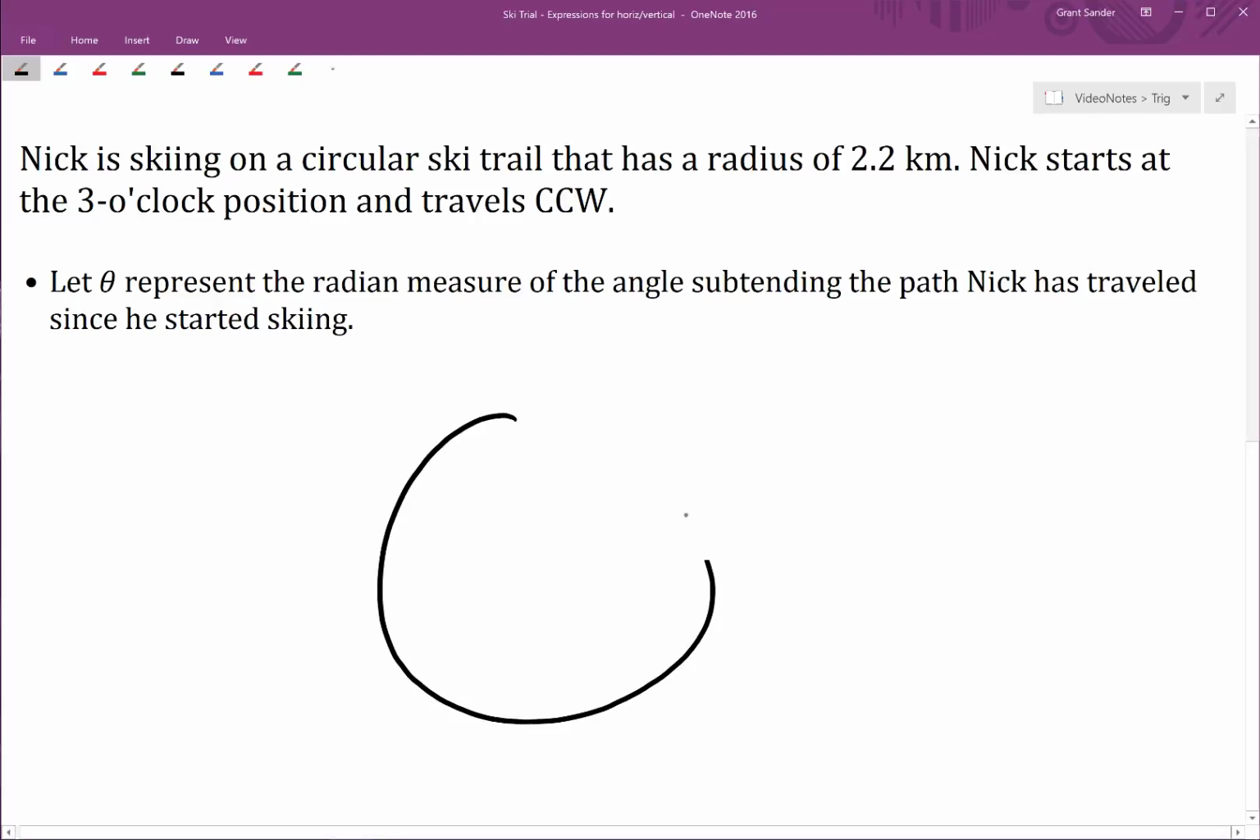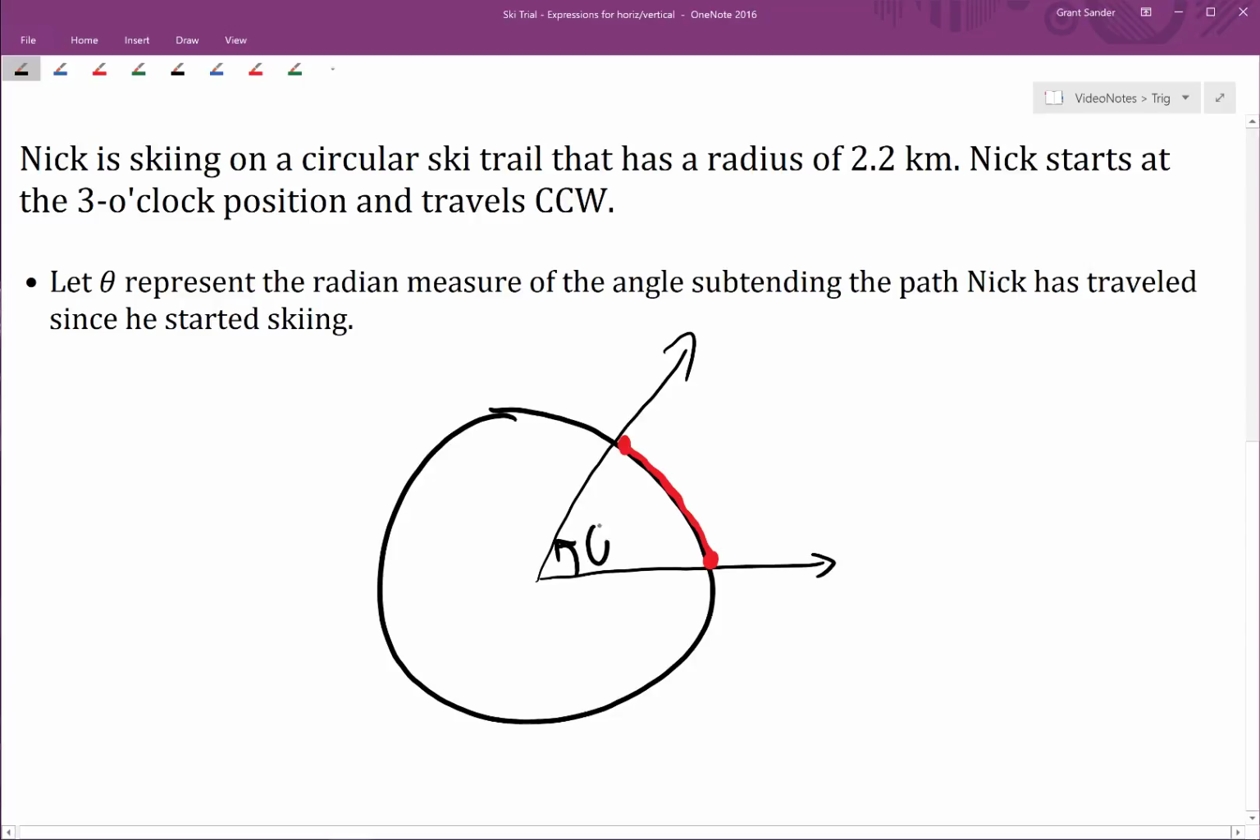So we've got our circular ski trail here. Nick starts over here at the 3 o'clock position and then travels counterclockwise along this ski trail. So you should imagine him traveling all the way around that circular ski trail. But since I'm only drawing a picture, I have to imagine pausing him at some point in time. And then we'll draw in our angle here that subtends the path Nick has traveled.